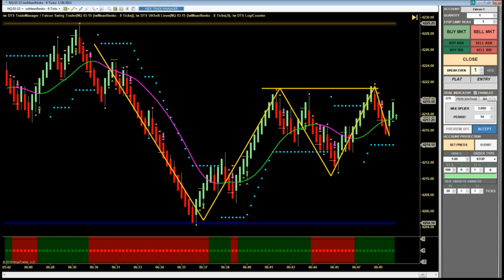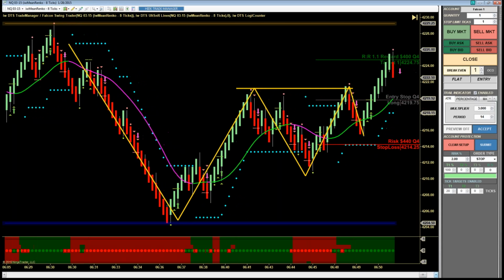Here's the sellers. Sellers drive the market down. Here come the buyers. Here come the sellers. Here come the buyers. Here's the sellers' last chance to take the market back, but what happens is here come the buyers and the Falcon swing trader generates a buy signal. So here is a signal that we could take with greater confidence again.